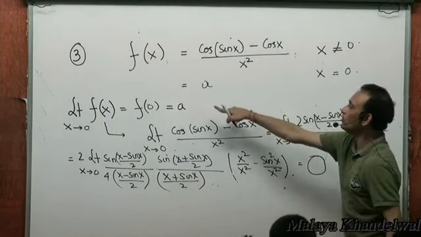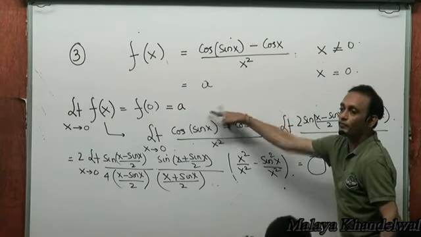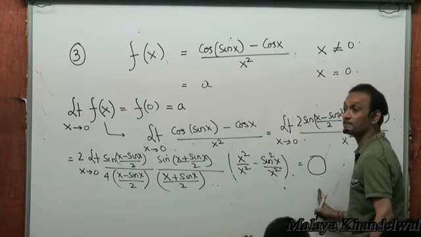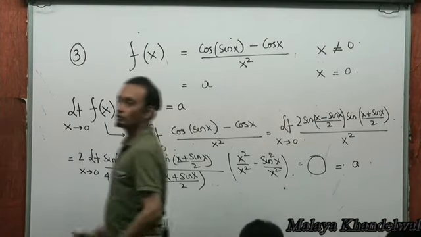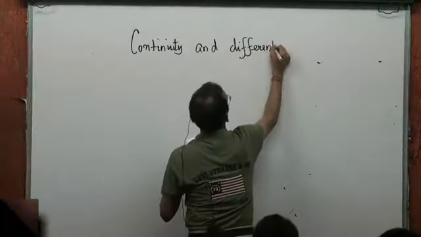So f0 must be a, which must be 0. This is f0, this is the limit, and this must be equal to a for continuity at x equal to 0. Yes or no? Right?